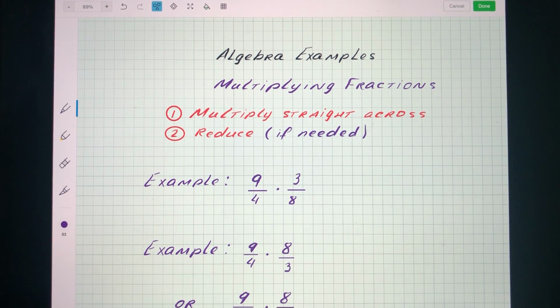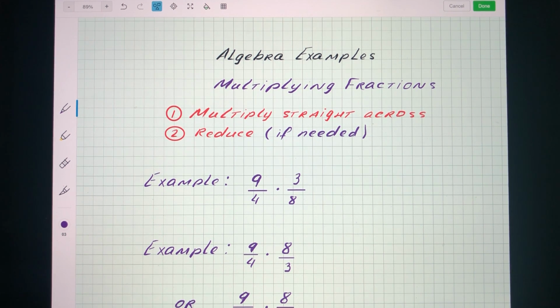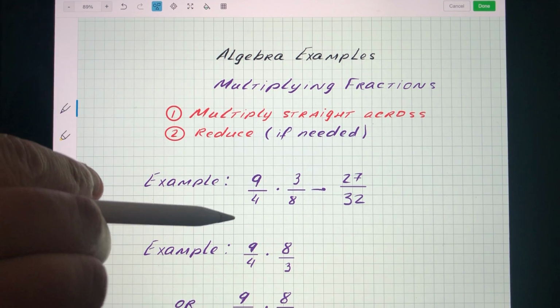So first example is 9/4 times 3/8. Here we can multiply straight across. So 9 times 3 will become 27, and 4 times 8 is 32. This is a proper fraction. The top is less than the bottom. There is nothing to be reduced.